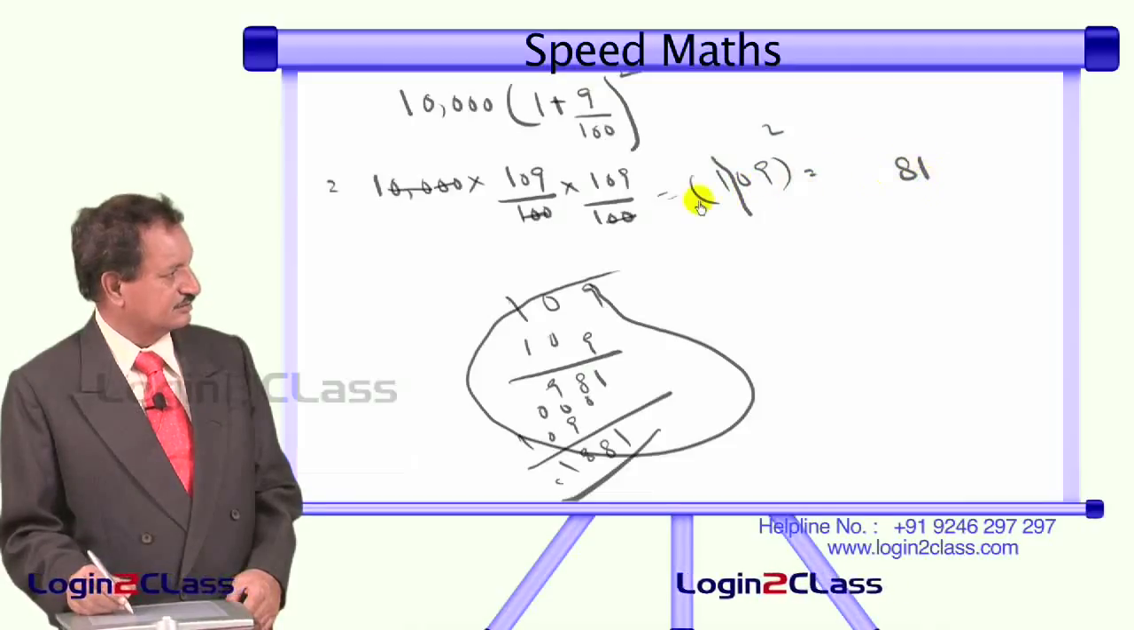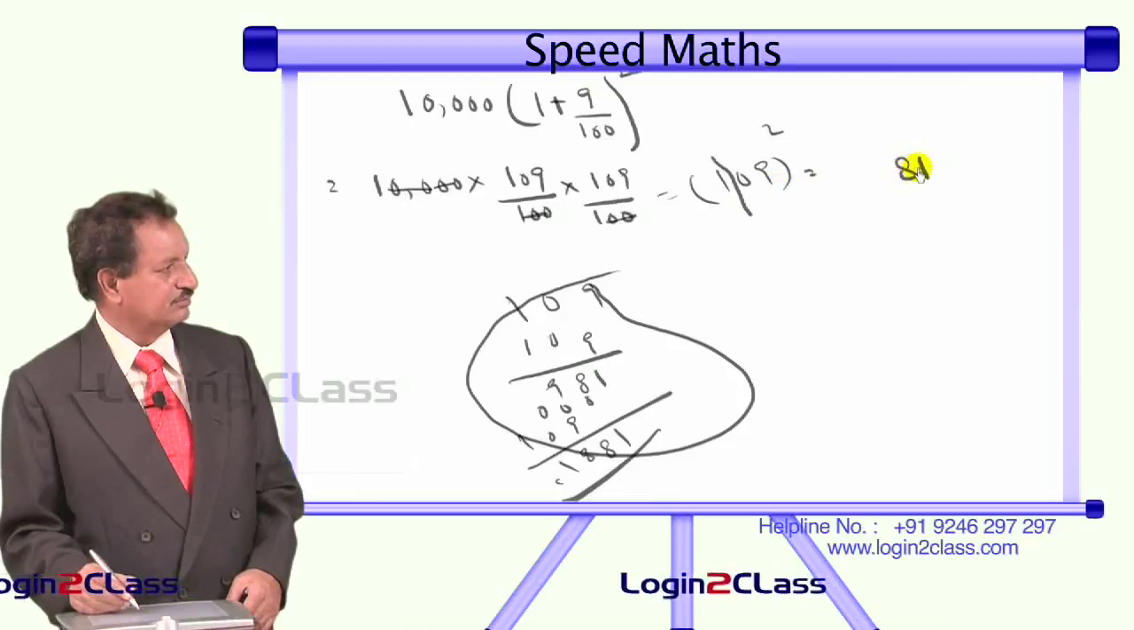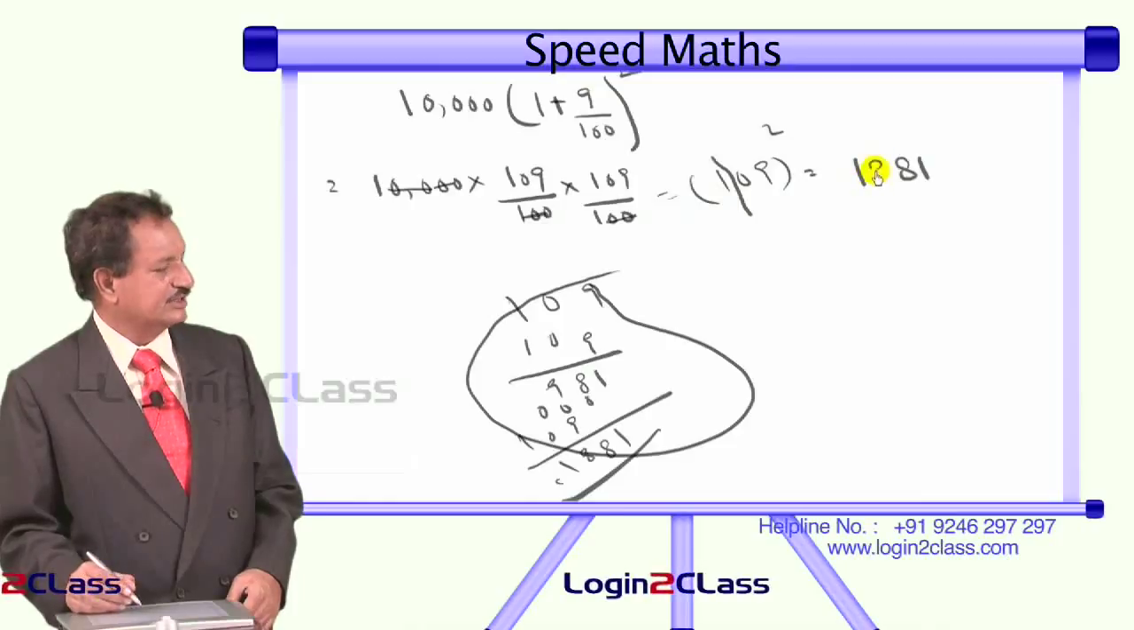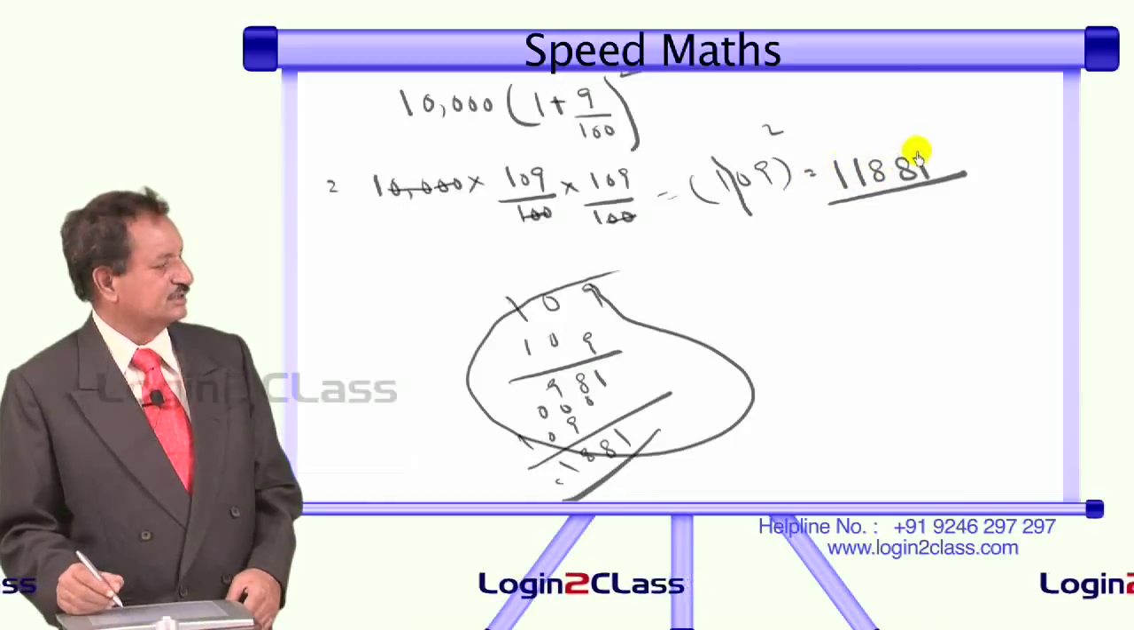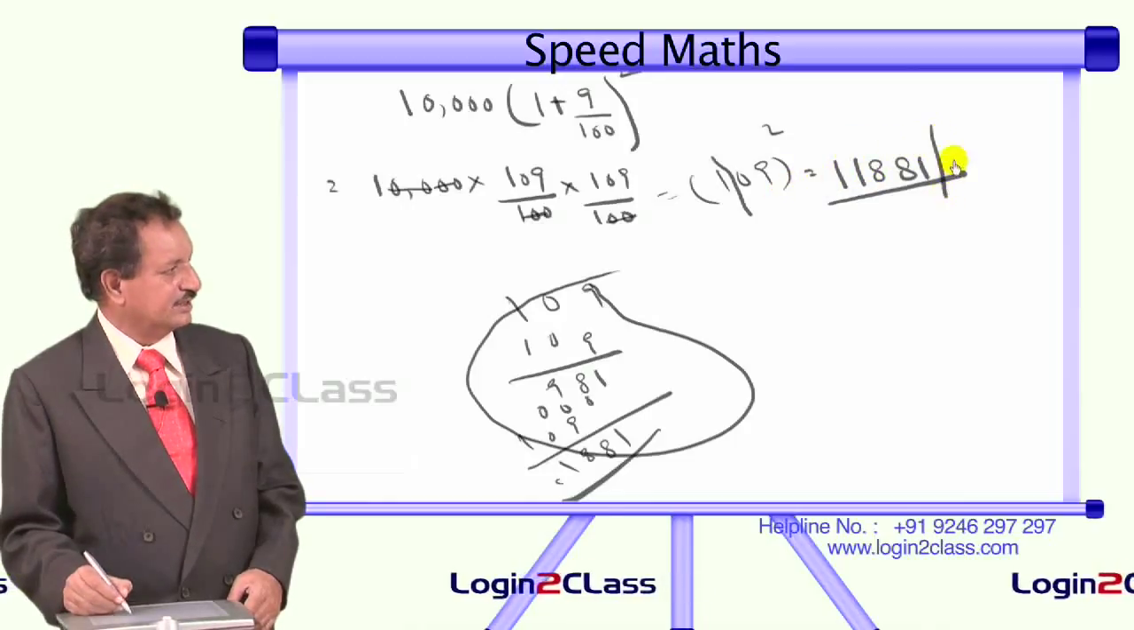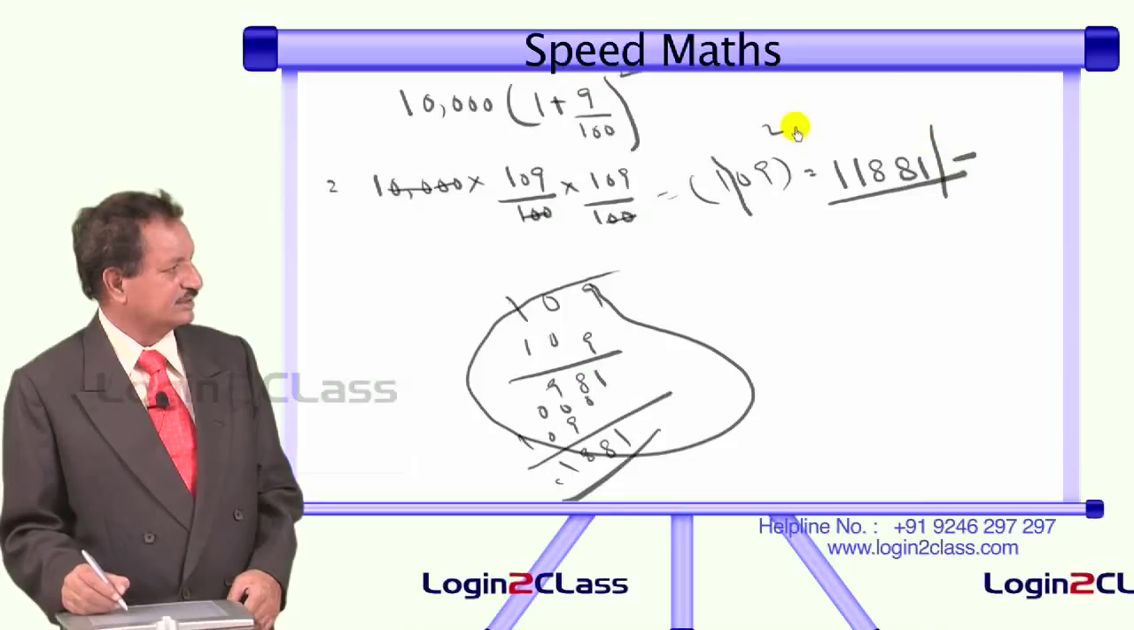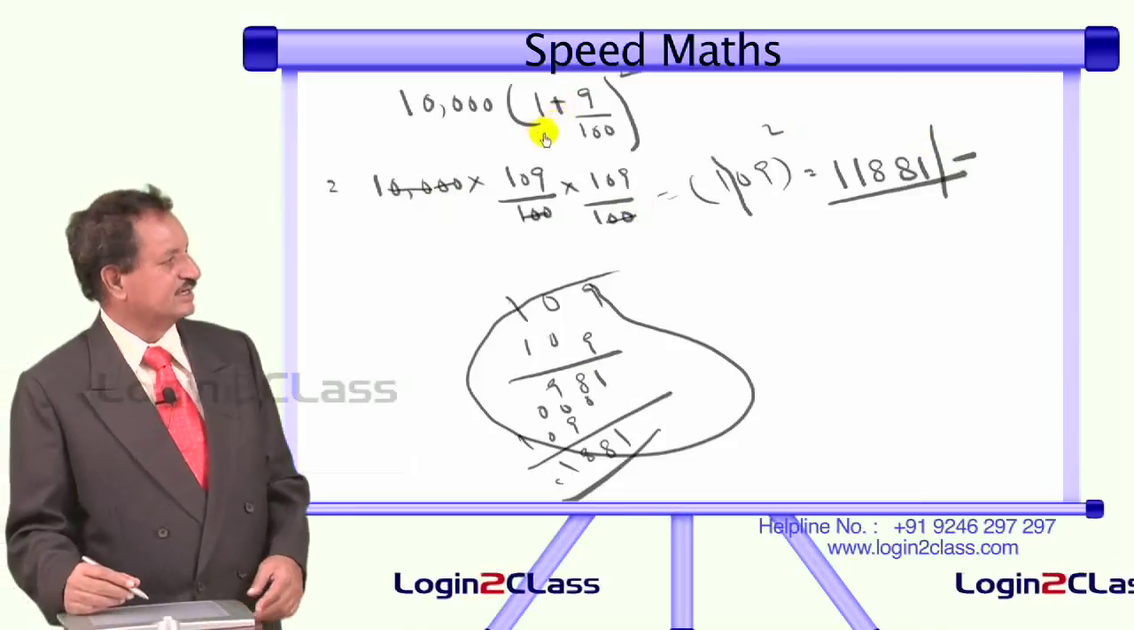Give a slash here. As I told, 9 9s are 81. Because you are operating 2 digits, you have 3 digits, you have to take 2 digits. That is B square is 81. What is 2ab? 2 into 1 into 9, that is 18. And 1 square is 1. So the answer is 11,881 rupees you will get after 2 years at the rate of 9%.